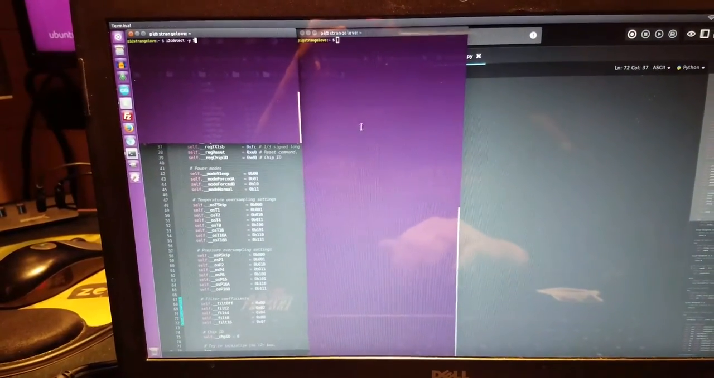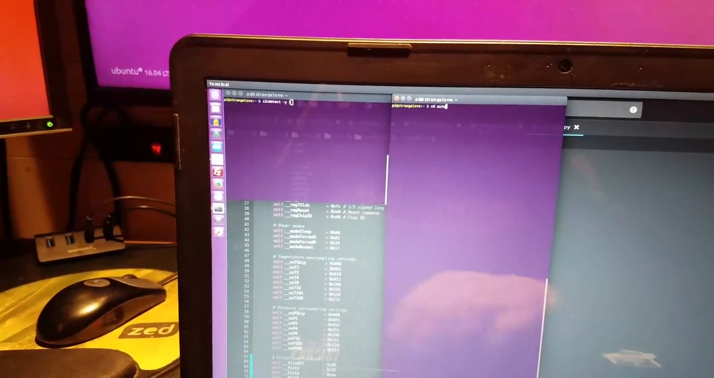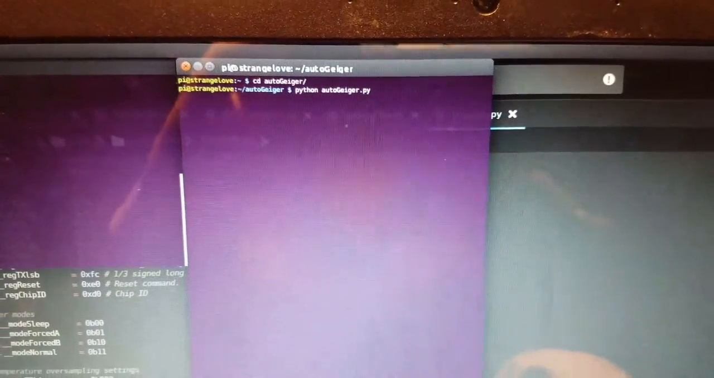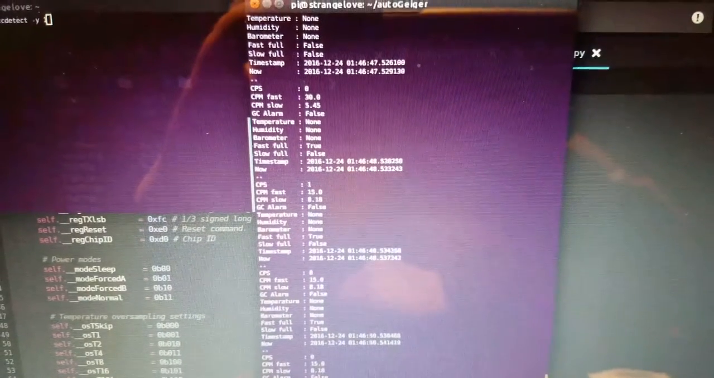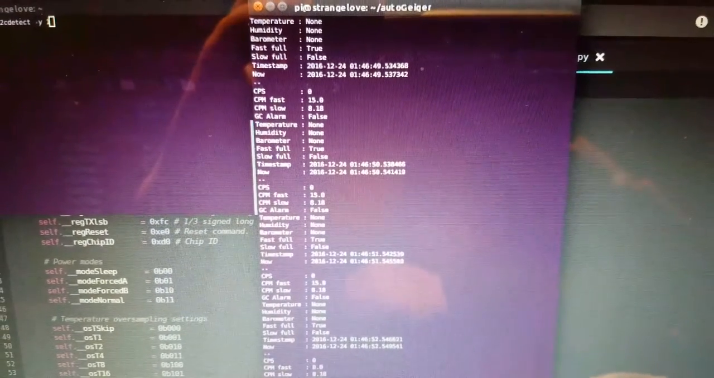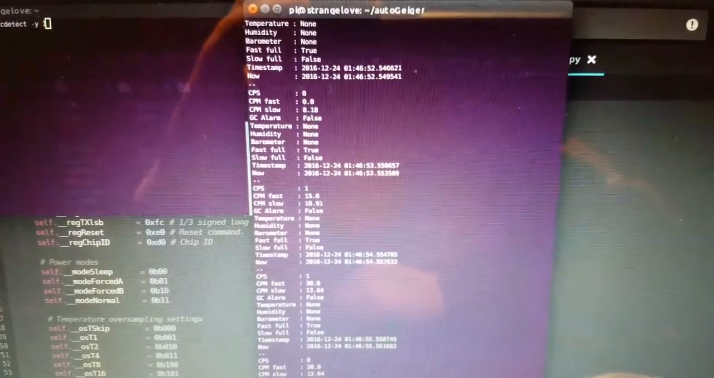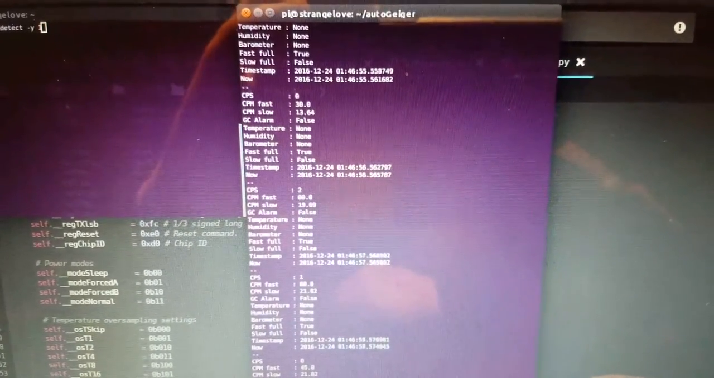As you can see, the setup's pretty simple. I'm still working on the software, so it's light on features right now. If I cd into the directory and run the Auto Geiger software, which is just a development version, you can see that it picks up the counts per second for the last second. It computes the counts per minute in fast and slow mode, and shows whether or not we have an alarm. Right now, the temperature, humidity, and barometer are showing nothing because they don't have drivers written for them yet.